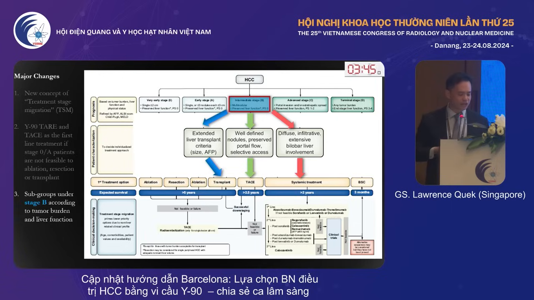So the third change was kind of pushing a little bit more of the severe stage B to stage C. So when you look at, for example, the intermediate stage, they have extended liver transplant criteria based on size and AFP, then well-defined nodules and preserved portal flow with selective access, you go do TACE. But diffuse infiltrative disease that's extensive, okay? No portal venous involvement, but just the fact that it's diffuse and infiltrative, systemic therapy is recommended, all right? So that's the new guidelines.